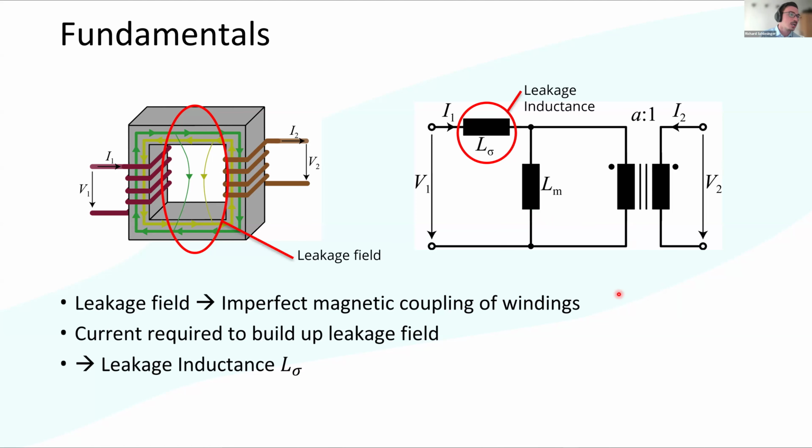And if you want to measure, for example, a multi-winding transformer, leakage inductance is always a property of two windings. So in a three-winding inductor, you would have three different leakage inductances: 1 to 2, 1 to 3, and 2 to 3.